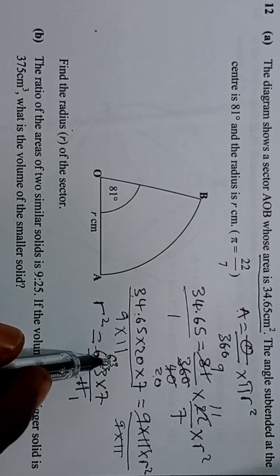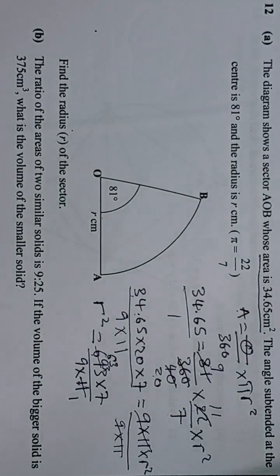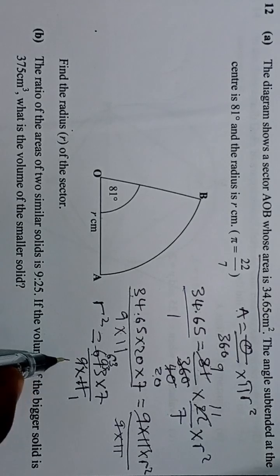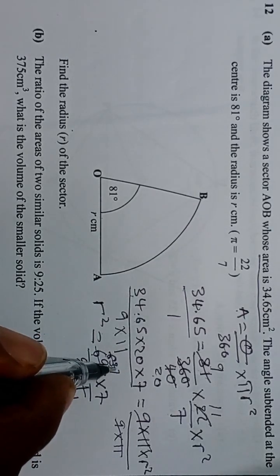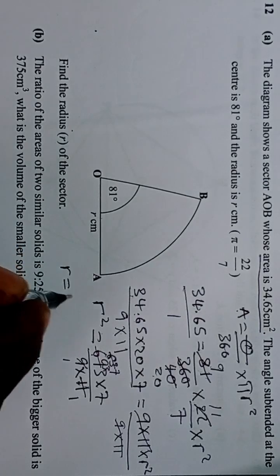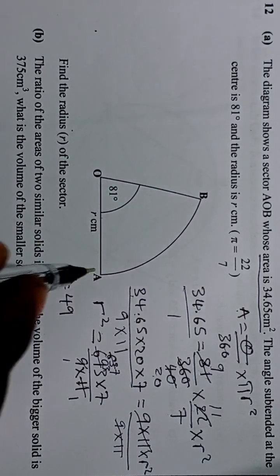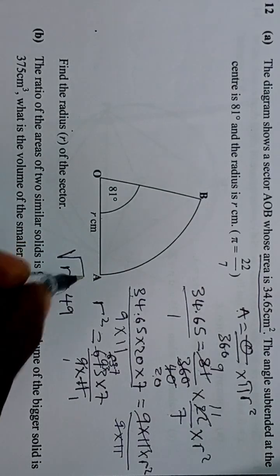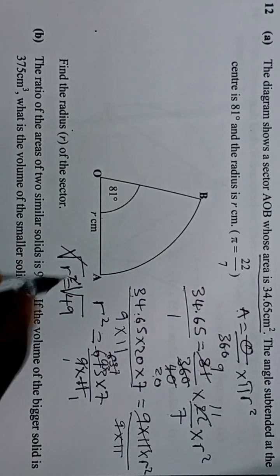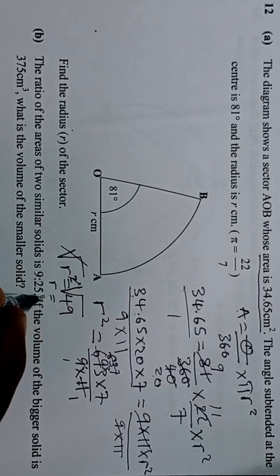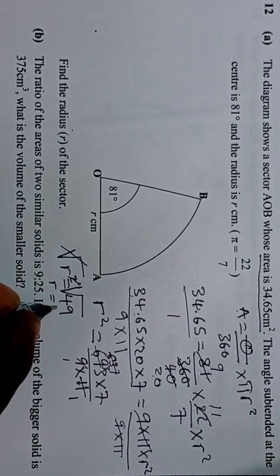Again, 9 can go into 63 without leaving a remainder. 9 into 9, it's 1. 9 into 63, it is 7. So 7 times 7, it is 49. For us to find the value of r, we need to get rid of the squared by introducing the square root. This is distance, so there is no need to say positive or negative. The square root of 49 is 7. So 7 centimeters.